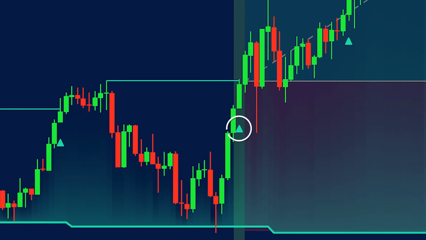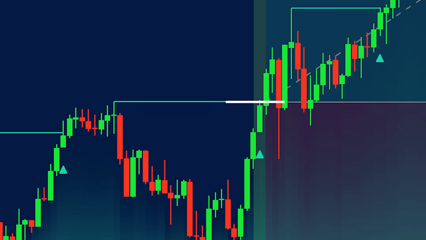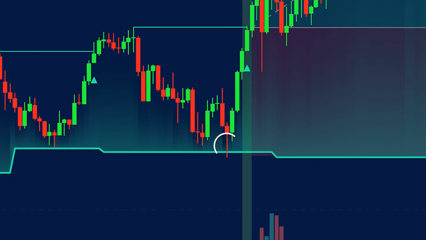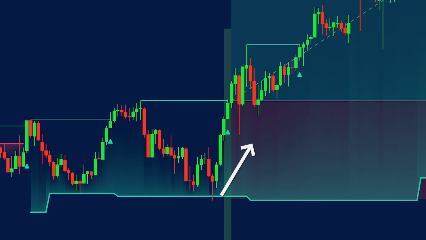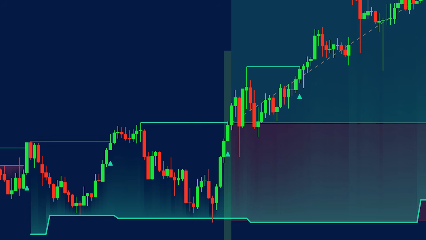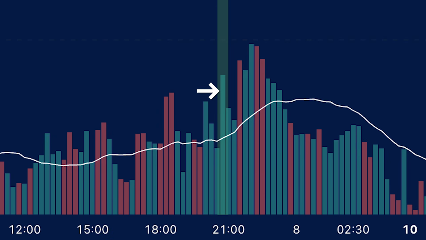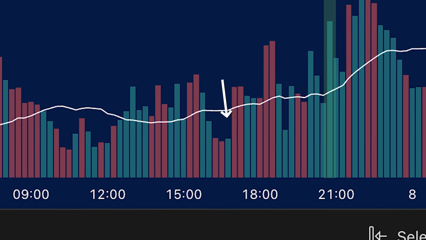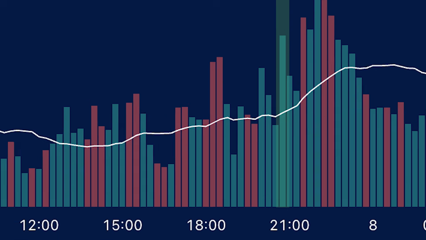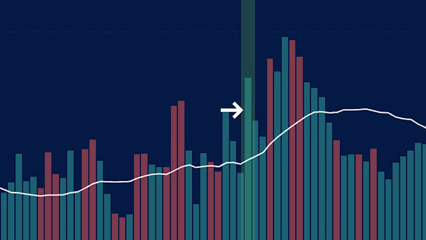Third layer, the triangle label confirms continuation by showing you a structural break in the trend direction. Price isn't just bouncing off the band, it's actively breaking through prior pivots, proving momentum is still building. Fourth layer, volume proves there's institutional money behind the move. Not just retail traders hoping for continuation, real participation from the players that actually move markets.